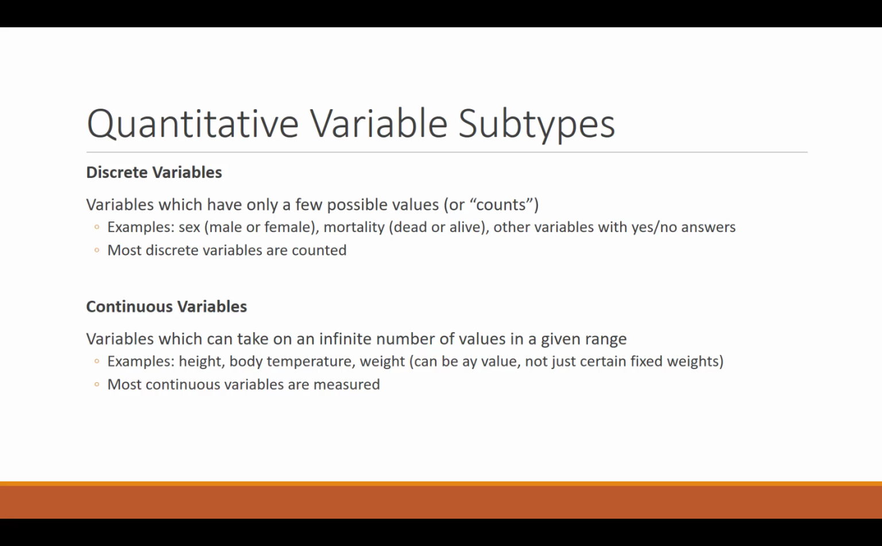Continuous variables, on the other hand, are variables which can take on an infinite number of values in a given range. Examples of these would be height, body temperature, and weight. So they can be any value, not just certain fixed heights, temperatures, or weights. Most continuous variables, instead of being counted, are measured, and really the main difference between a discrete variable and continuous variable is how accurate you can make that measurement. For height, you can say someone is 6 feet tall, or you can say they're 72 inches, or depending on how accurate your instrument is, you can say that they are 62.578 inches. You can get more and more detailed because it's on a continuous spectrum.